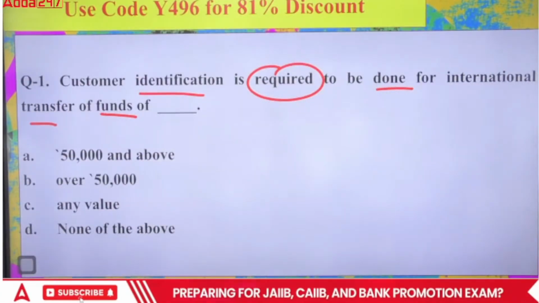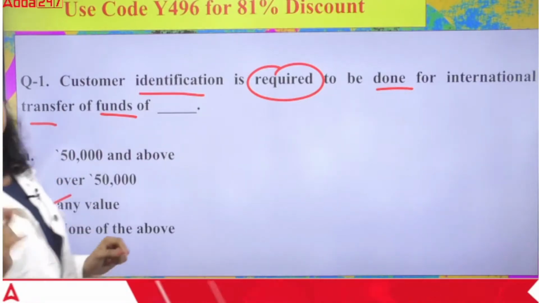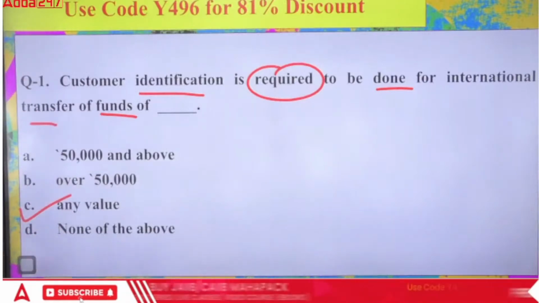So the right answer for this particular question will be any value. At any value, you have to perform the customer identification at the time you are performing the international transfers. So the right answer will be your C option.